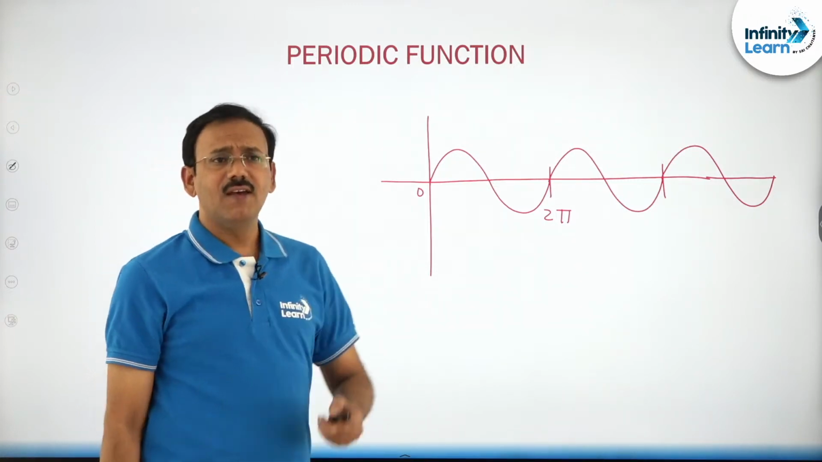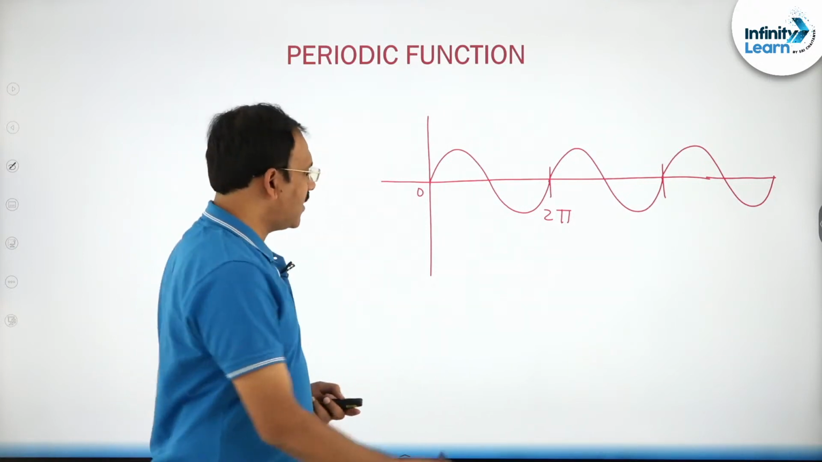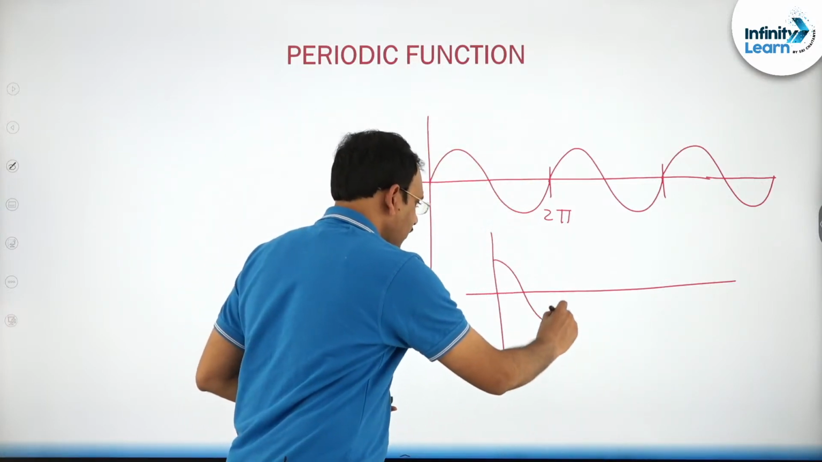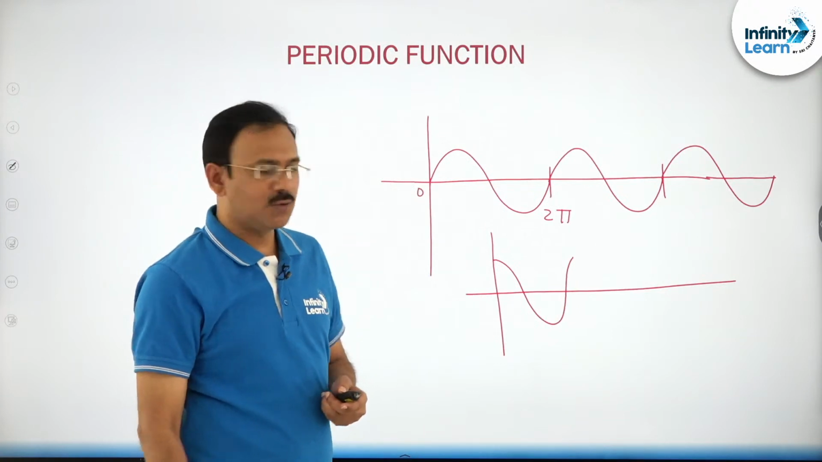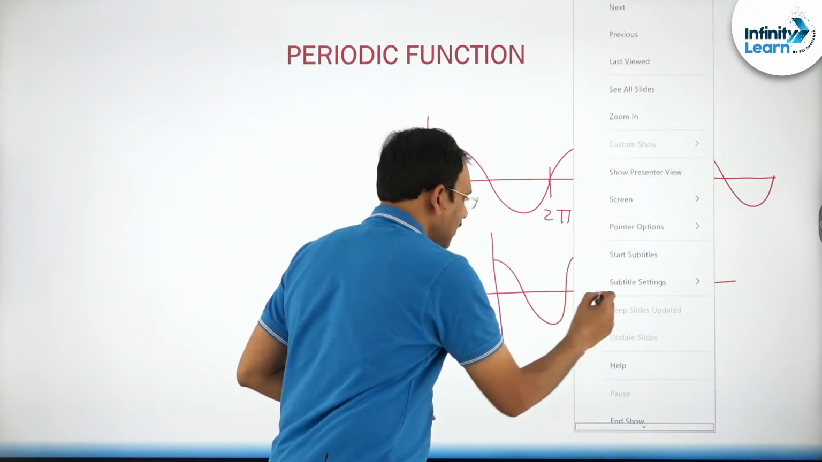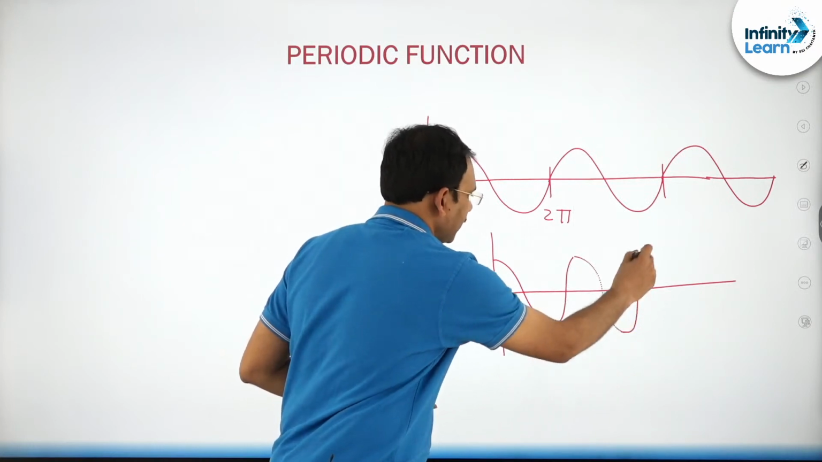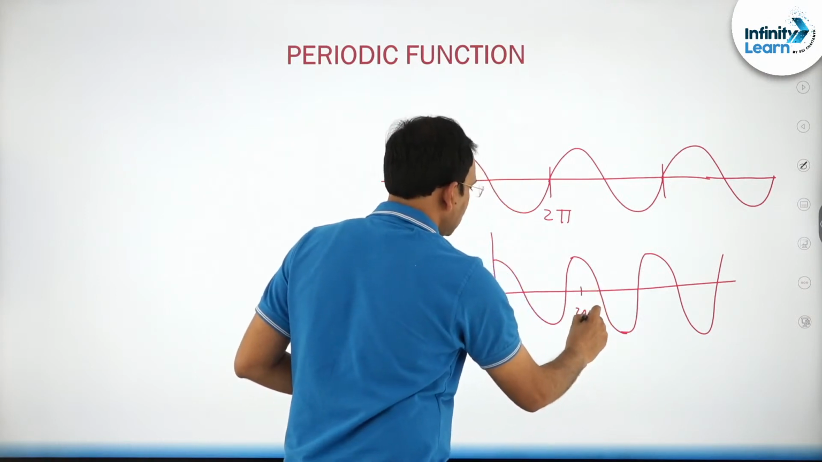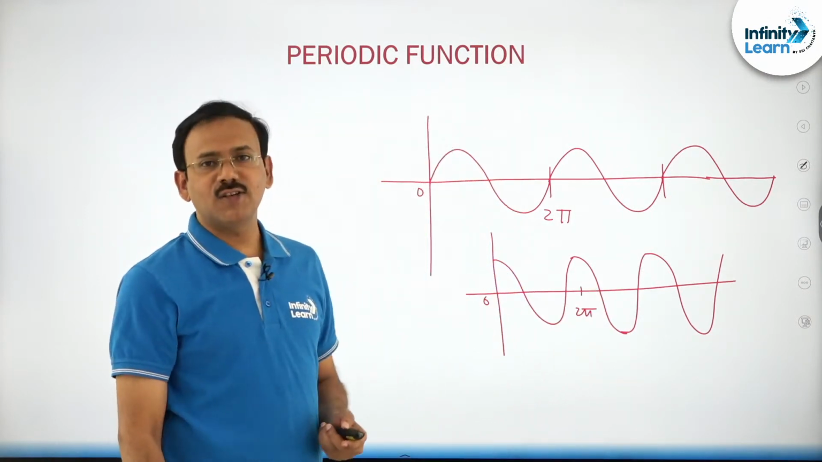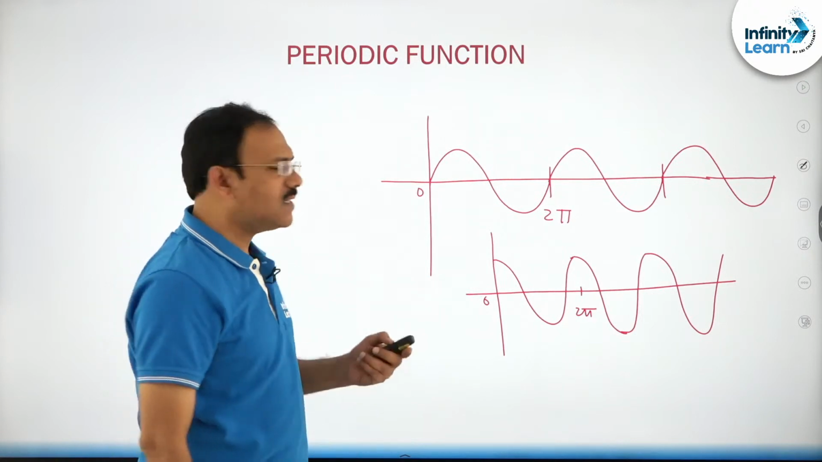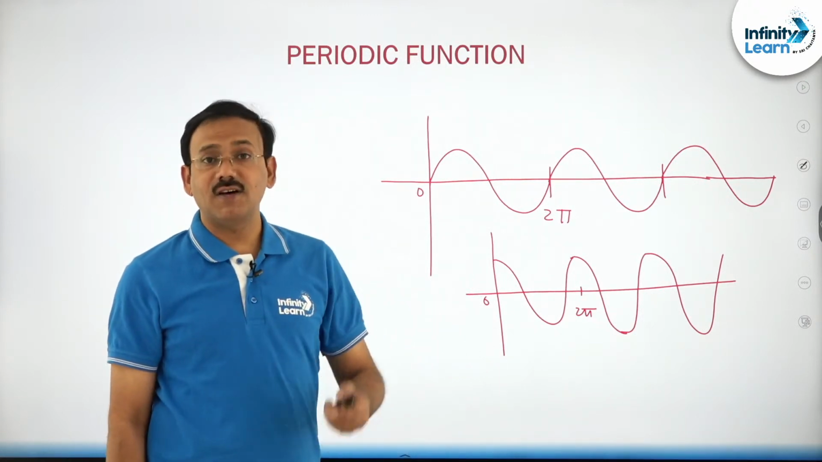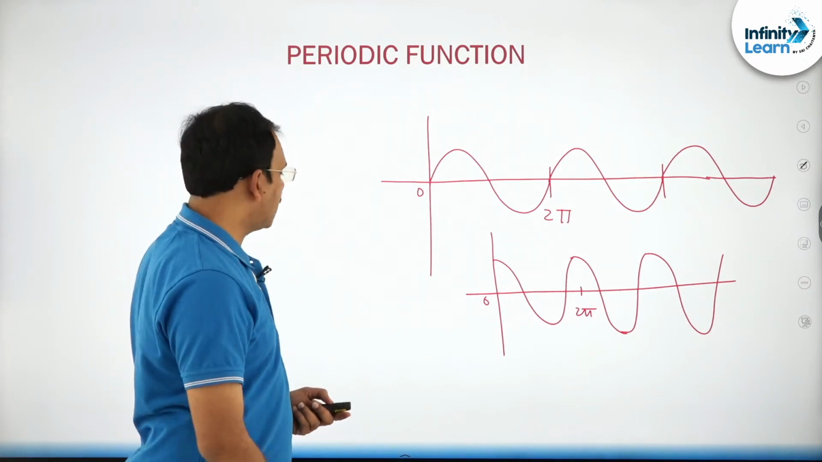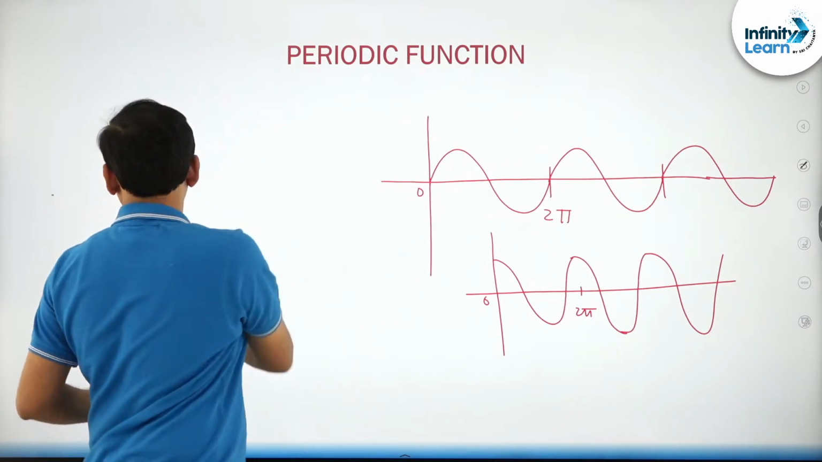In the same way, cos x is also a periodic function. Observe the graph of cos x, cos 0 is 1, this is the graph of cos x from 0 to 2 pi. You can observe that the same thing repeats for every 0 to 2 pi. So, cos x is also a periodic function with period 2 pi. In the same way, recall the graphs of tan x, cot x, cosecant x, secant x. You can observe the periodic nature of these functions.